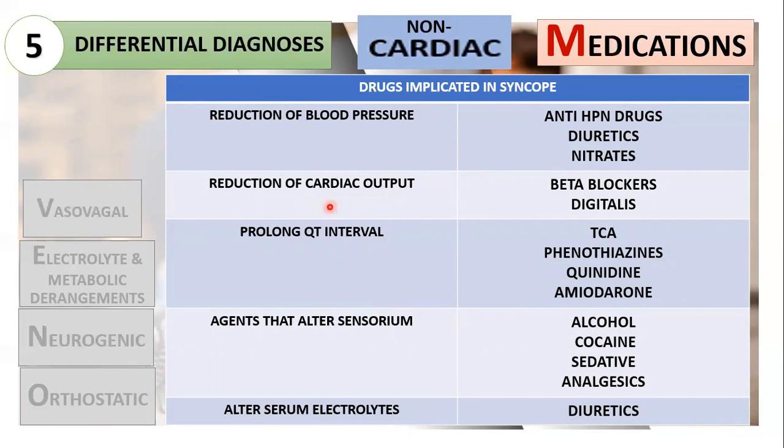Drugs related to reduction of cardiac output include beta blockers and digitalis. Those that prolong QT interval would be tricyclic amines, phenothiazines, quinidine, and amiodarone. And also agents that alter sensorium would be alcohol, cocaine, sedatives, and analgesics. And drugs that alter serum electrolytes would be diuretics.